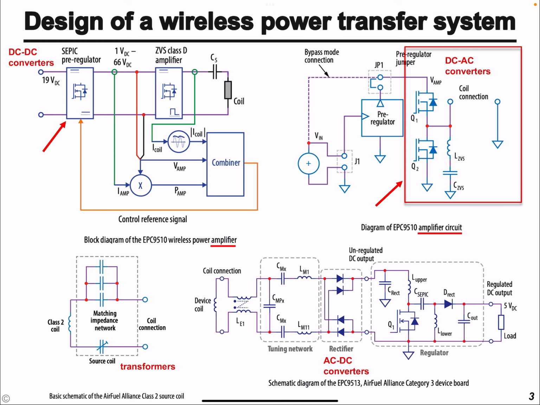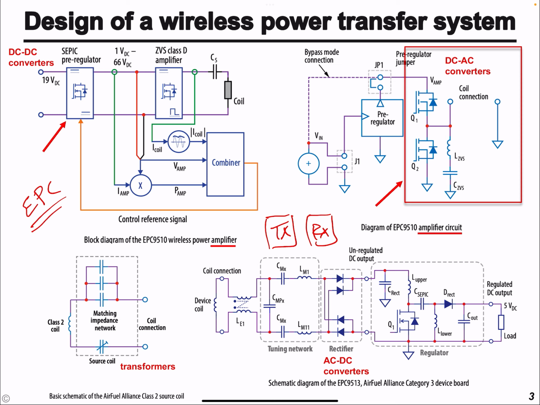The objective of this video and the next ones is to learn how to design a wireless power transfer system. The shown wireless power transfer system from Efficient Power Conversion Company basically consists of two printed circuit boards: the transmitter circuit board and the receiver printed circuit board.